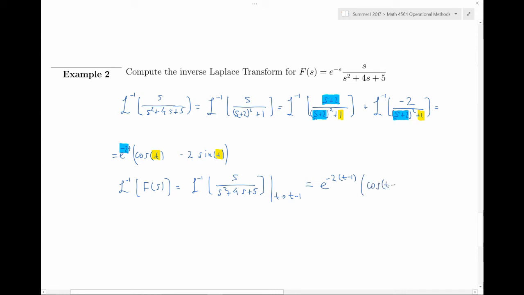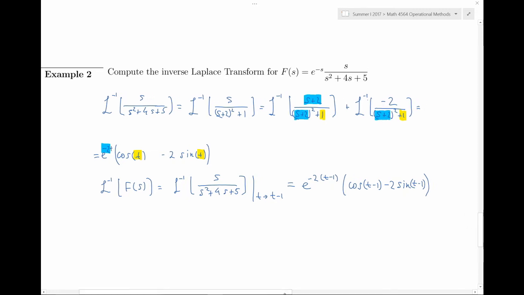Cosine is going to have t minus 1 in it, and sine is going to have t minus 1 in it. And that's not it. There's one extra part that needs to be here. Can you guess what it is? Well, if you did, that's right, it's got to be h of t minus 1, because we're shifting the function by a value of 1, which means that everything that comes before 1 has to be zeroed out.